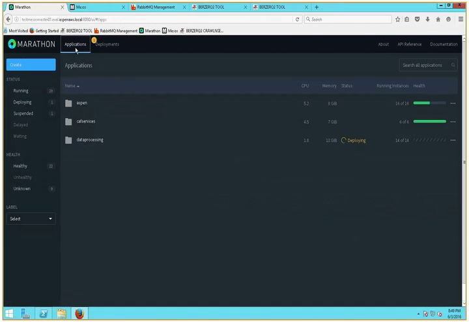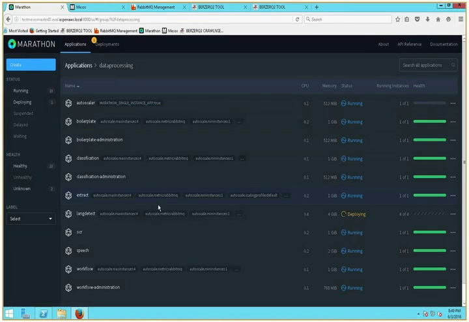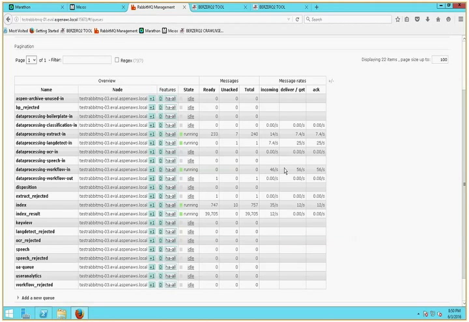The autoscaler integrated with Marathon has identified that this was a resource bottleneck and has requested additional language detection. As a consequence, the language detection rate dramatically increased and the backlog of messages went back to 0.